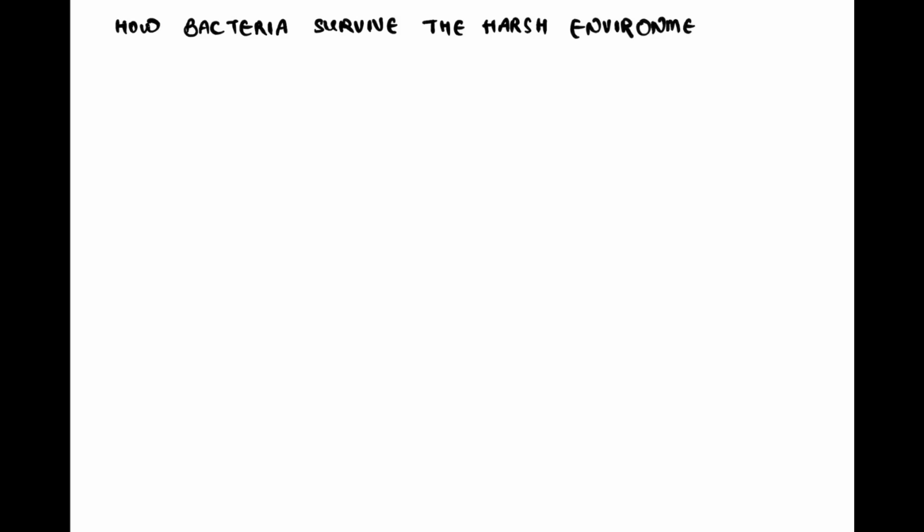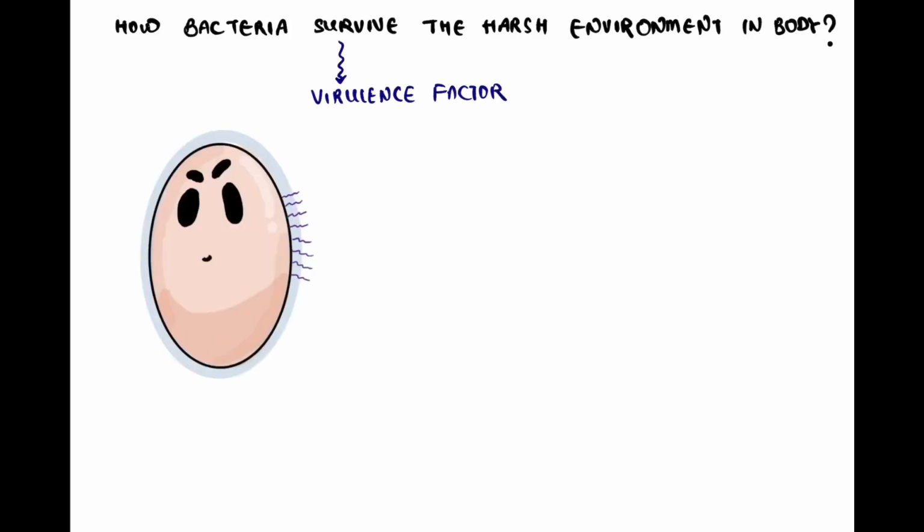But the question arises how bacteria survive the harsh environment in our body. And the answer is easy. What is that answer? The answer is that they have lots of virulence factors. So first, let's discuss the bacteria. These are encapsulated bacteria, that means they have capsules. And the second thing is the LPS, lipopolysaccharide.